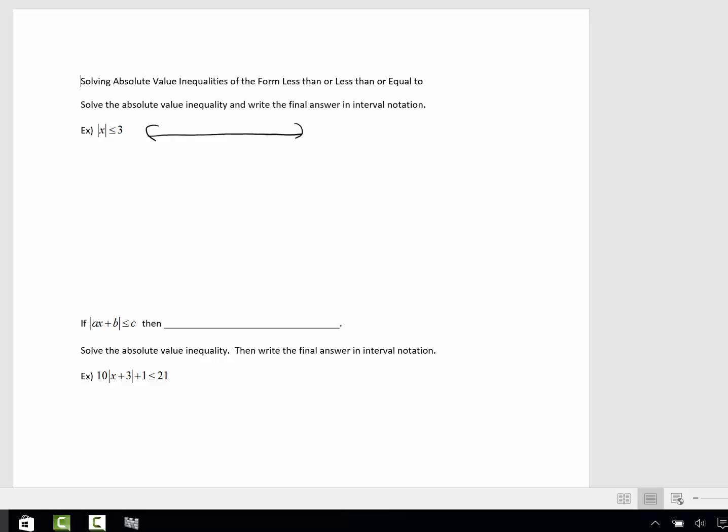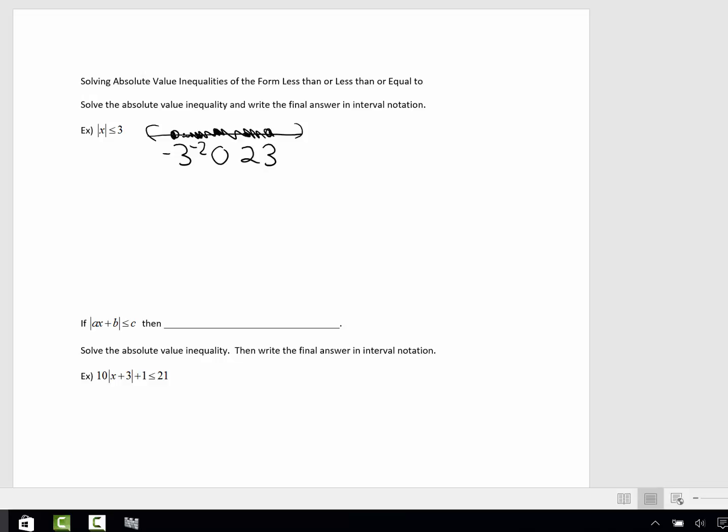So we know 3, because the absolute value of 3 is 3, that's less than or equal to itself. Same argument for negative 3, because the absolute value of negative 3 is 3, and 3 is less than or equal to 3. So what other numbers can I plug in? Well, 0, because the absolute value of 0 is 0, and 0 is less than or equal to 3. 2 and negative 2 are a couple other possible solutions for this, and everything else in between. So I've shaded the region.